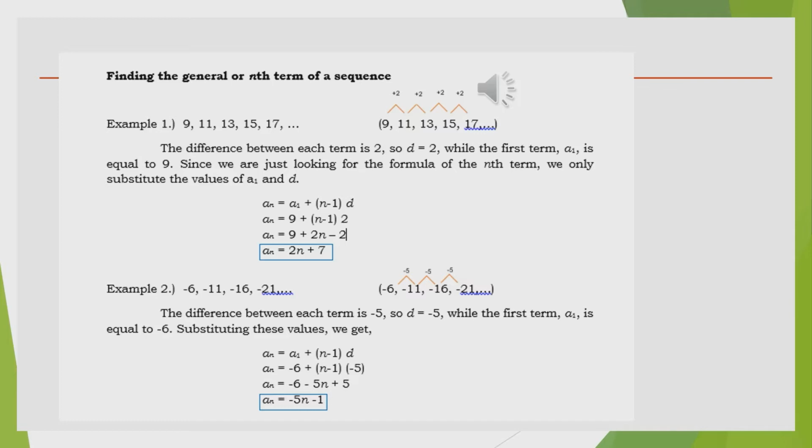So, in here, as you see, the difference between 11 and 9, 13 and 11, 15 and 13, 17 and 15, you have positive 2. So, the difference between each term is 2. So, d is equal to 2. Well, the first term, a sub 1, is equal to 9 here.